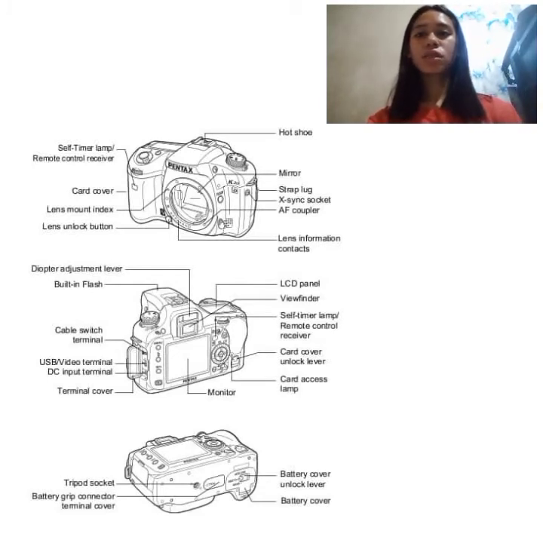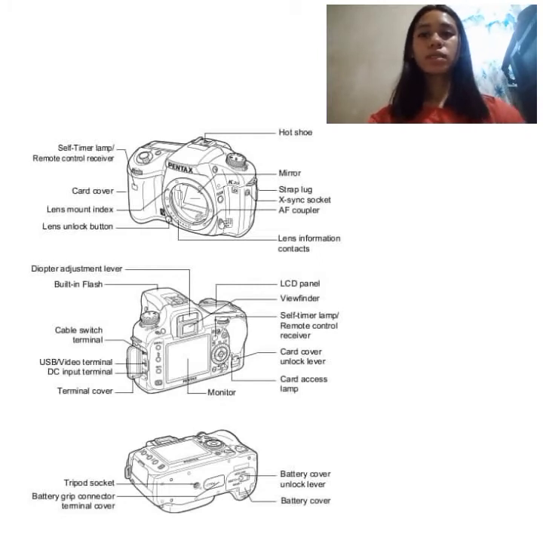Lens information contact. When the lens is attached to a camera, the pins make contact with electronic contacts inside the camera body. These contacts allow power and data to flow between the camera body and the lens.